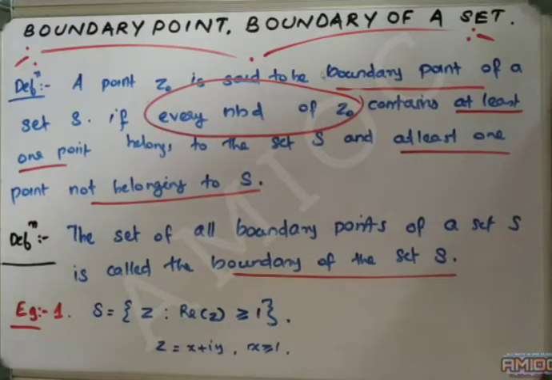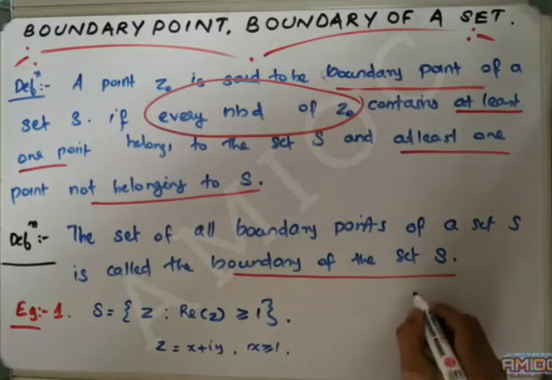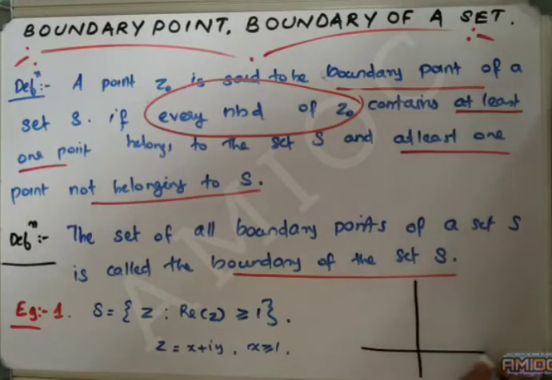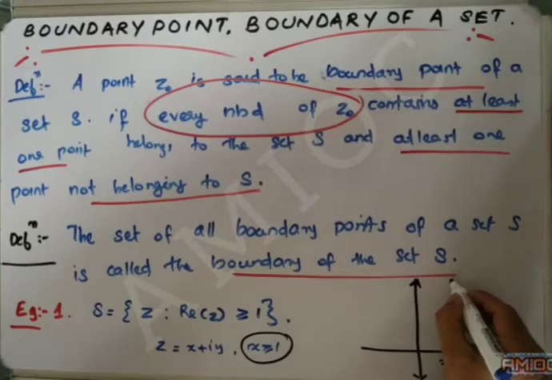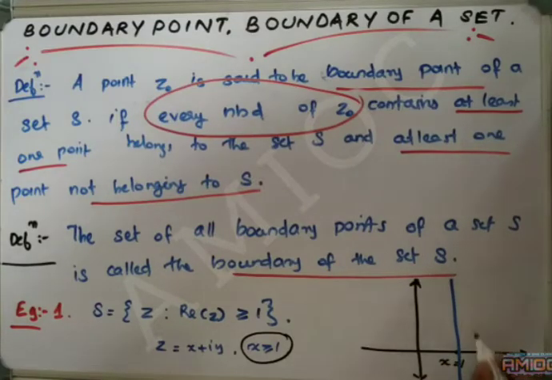Let us plot this set in the complex plane and see what we get. So we can sketch the set in the complex plane. Here the points satisfy the property that x must be greater than or equal to 1. Therefore, if we mark the line x is equal to 1, then the set must include all the points on the right hand side of this line x is equal to 1.